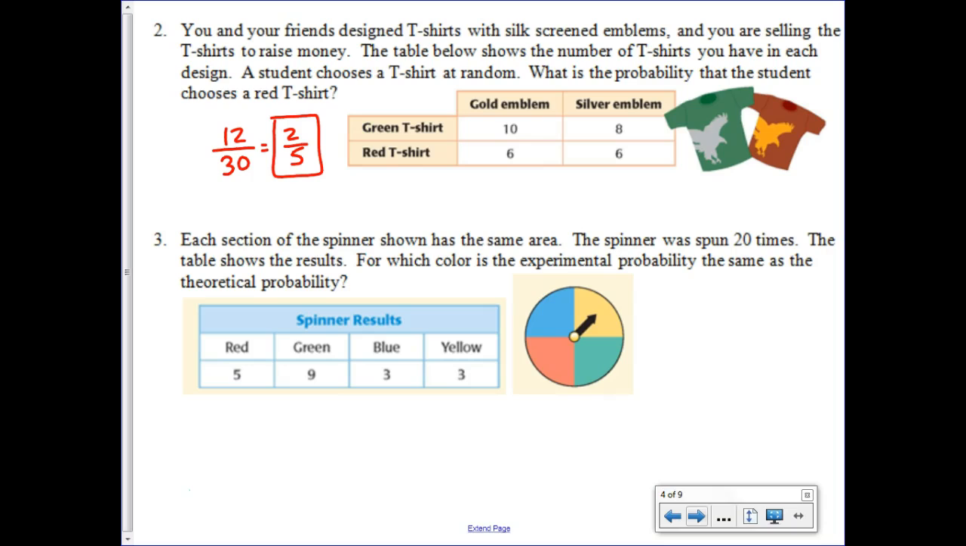All right, another spinner problem. Each section of the spinner shown has the same area. The spinner was spun 20 times. The table shows the results. For which color is experimental probability the same as theoretical probability? Well, theoretically, we should get it for 1 out of every 4 times. So as we're looking through here, we spun it 20 times. This is 5 out of 20. 9 out of 20, 3 out of 20, and 3 out of 20. So which of these numbers is the same as 1/4? And that would be our 5 out of 20. So our answer would be red.